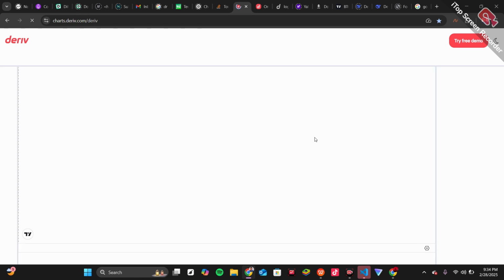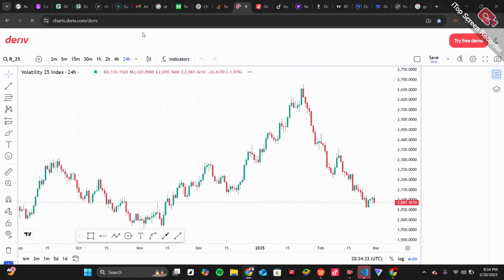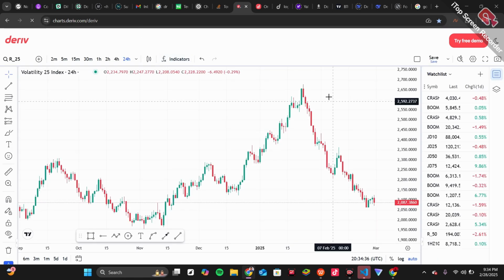So this is the chart of DERIV synthetic. To access this chart, after you open the DERIV account, I posted a link in the group.